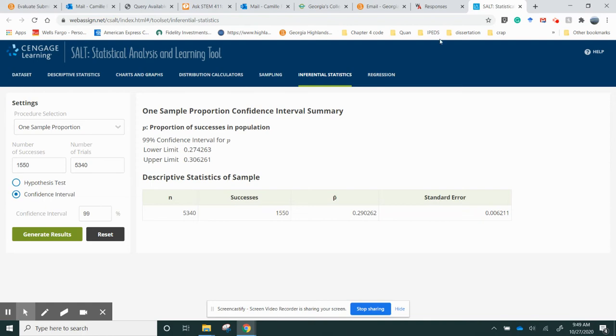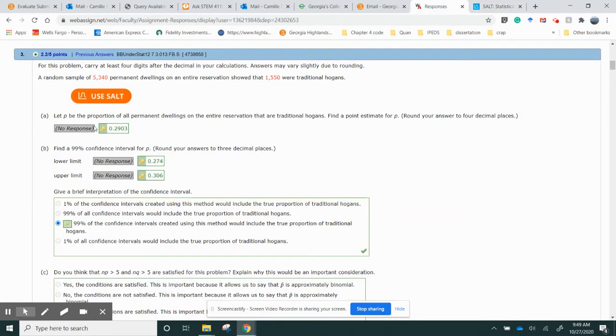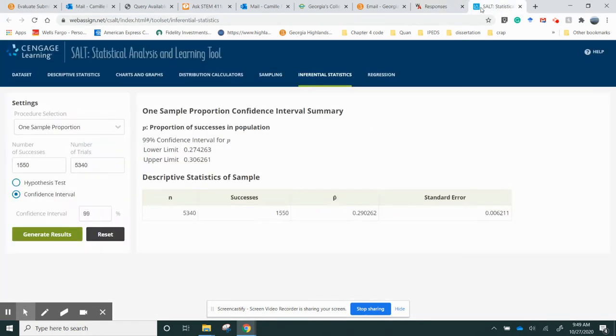So here, remember it asked for the point estimate for P. Well, SALT gives it to me. It's right here, 0.29026. And if I round to 4 decimal places, I get 0.2903.